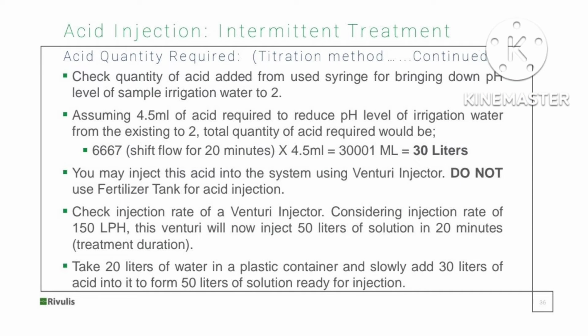Check the quantity of acid added from the used syringe for bringing down the pH level of the sample irrigation water to 2. Assuming 4.5 ml of acid is required to reduce the pH level of the irrigation water to 2, the total quantity of acid required would be 6667 times the flow for 20 minutes into 4.5 ml. 30,001 ml is equal to 30 liters.